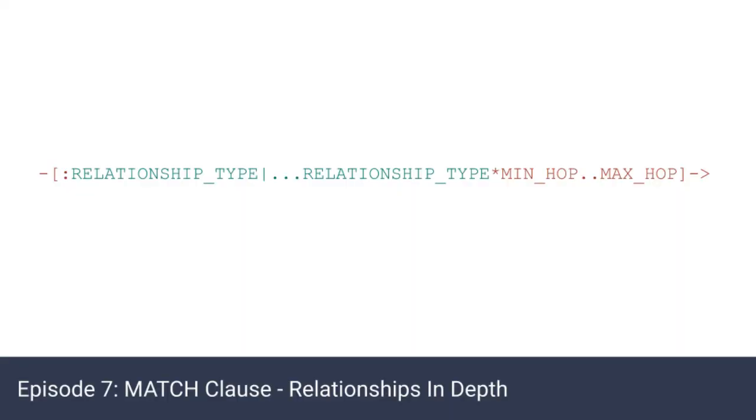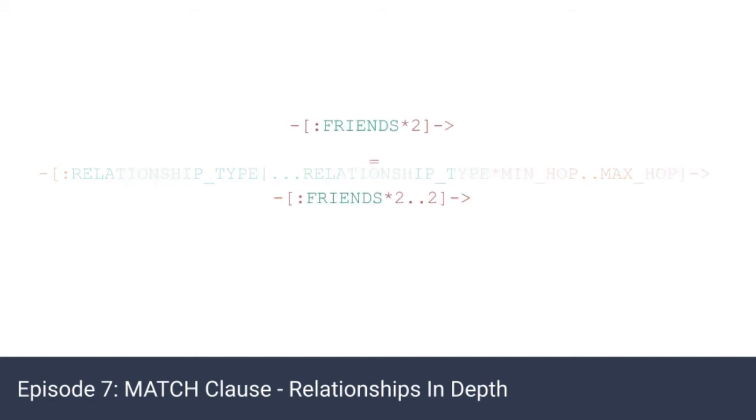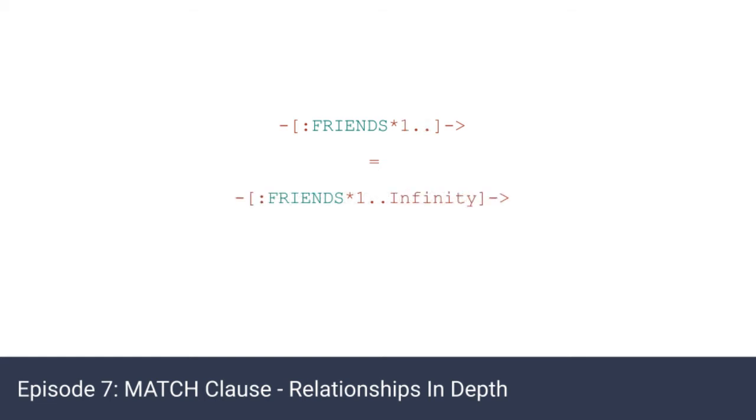We can also apply it to multiple relationships like this. There are multiple possible combinations of the minimum and maximum hops. When we don't specify the maximum hop without the dots, this is what it means. And if we omit the minimum hop, leaving the dots and maximum hop, it means that the minimum hop will default to 1. And if we omit the maximum hop, leaving the minimum hop and dots, it means that the maximum hop will default to infinity.